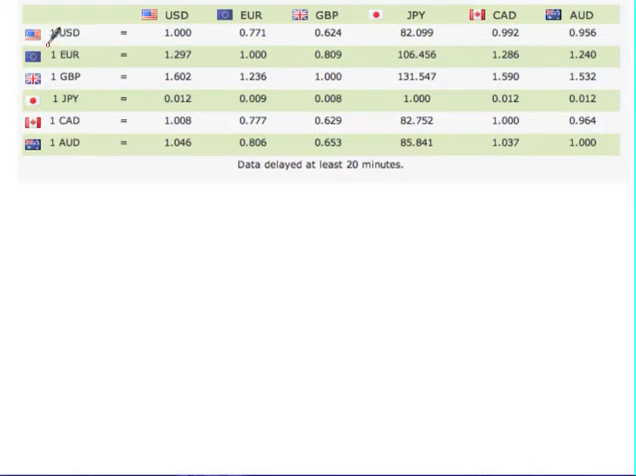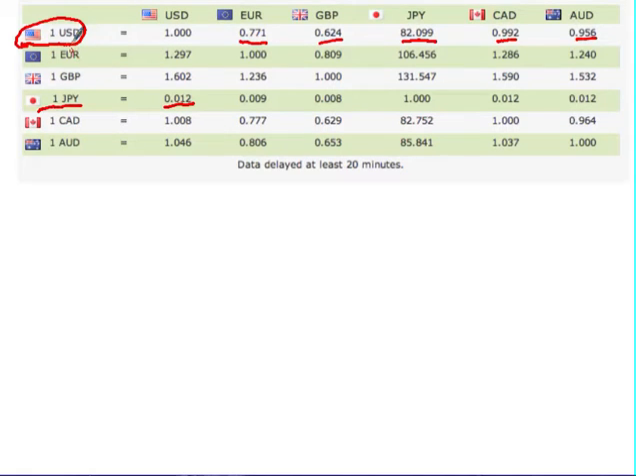And all this is saying is that over here, 1 US dollar will buy you how much of each of these currencies. And so it would buy you 0.77 euros, or 0.624 pounds, or 82 yen, or 0.992 Canadian dollars, or 0.956 Australian dollars. All right, this would read that 1 Japanese yen will buy you $0.012. That's a penny basically. 0.009 euros, and so on and so forth.